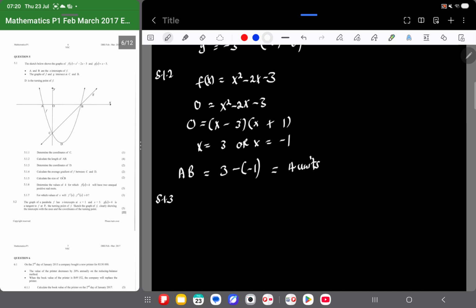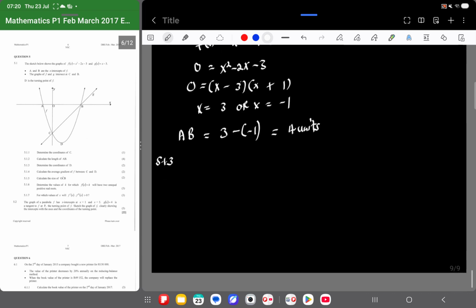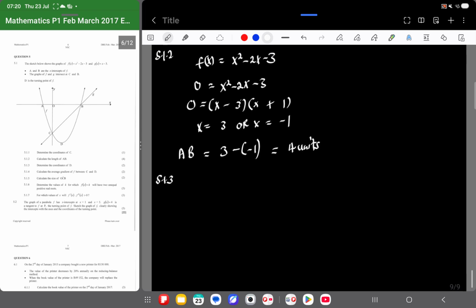We go to 5.1.3. Determine the coordinates of D. D is the turning point. There are many ways to do this. I will try them both. First of all, the x-coordinate of the turning point, you can get it by taking the average between the x-intercepts of the graph.